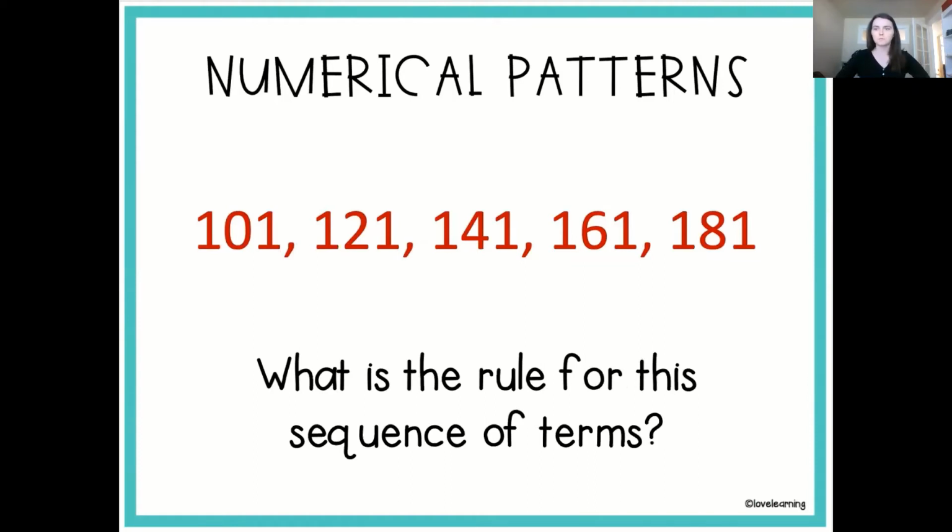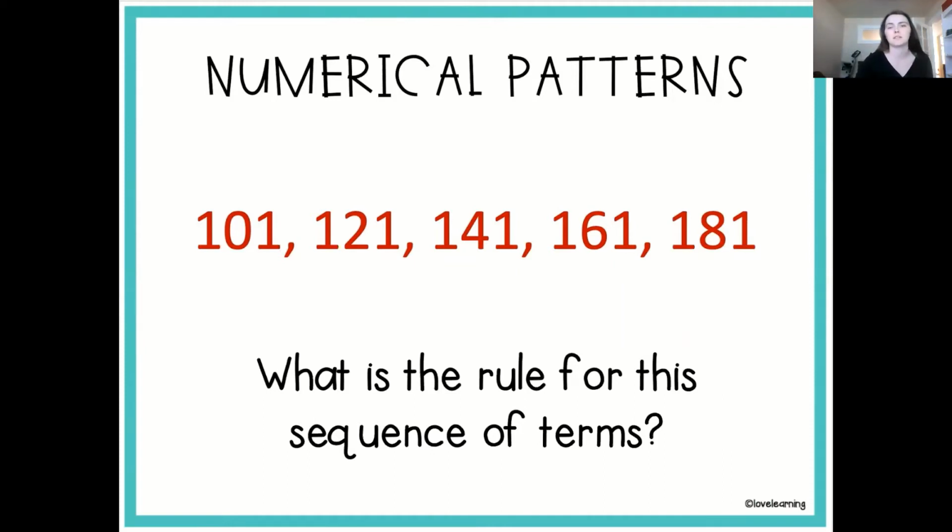All right, here's another pattern to look at. We go 100, 121, 141, 161, and 181. What is the rule for this sequence of terms? Same idea as last time. Start small, start with addition. If addition doesn't work, maybe move on to multiplication. I'm thinking in my head, 101 plus what gets me 121?